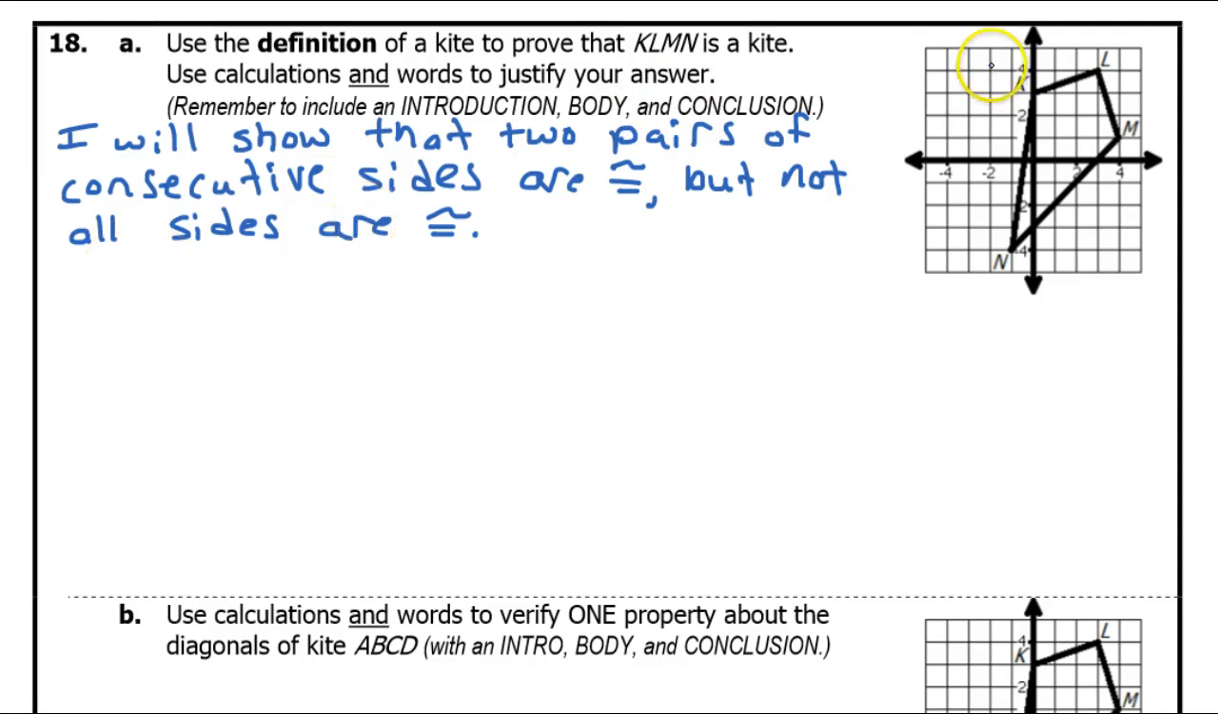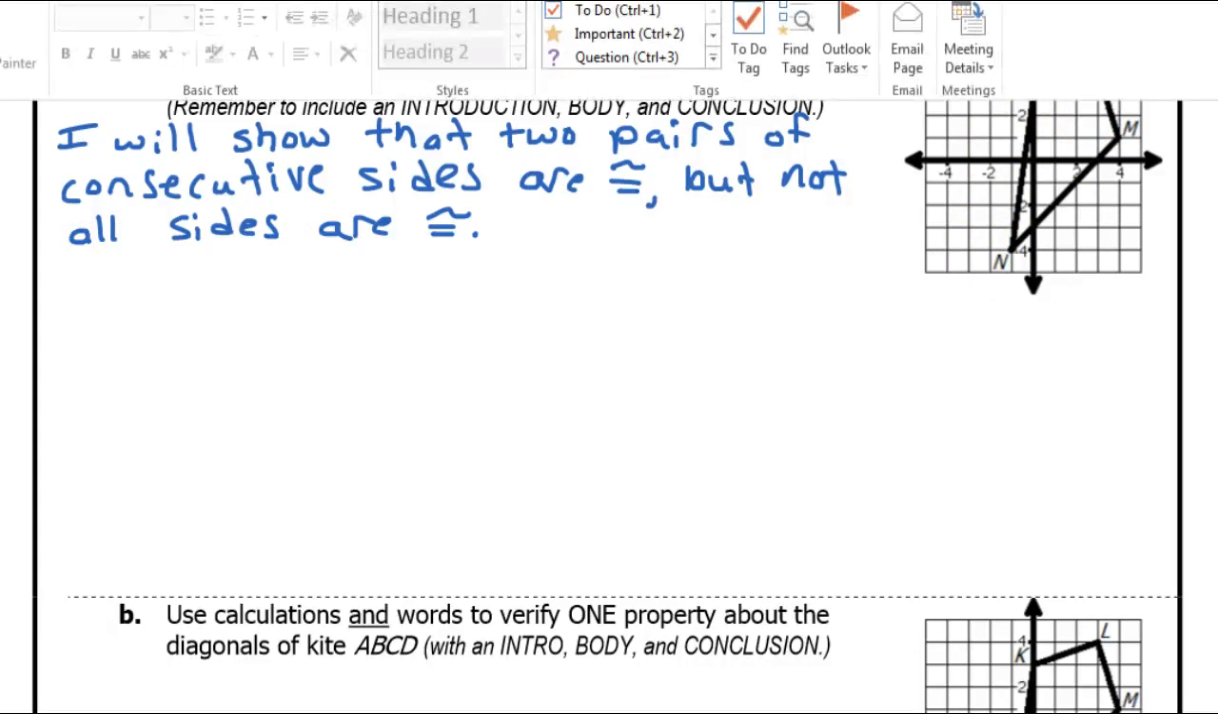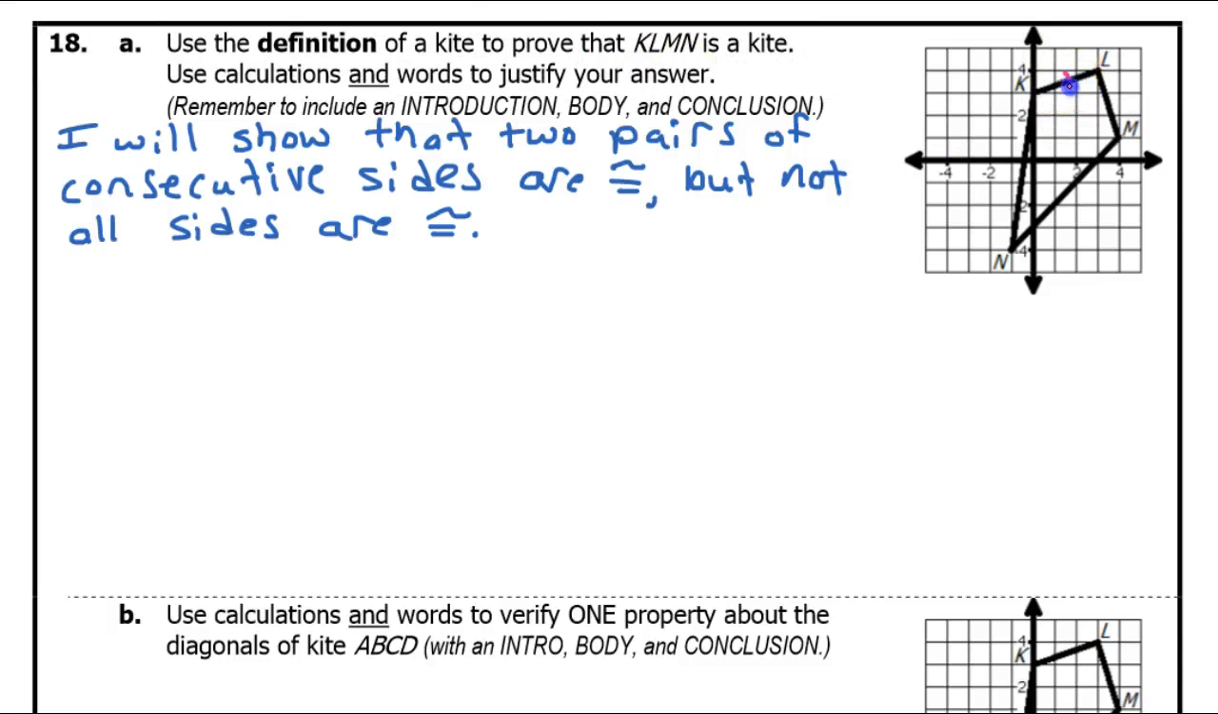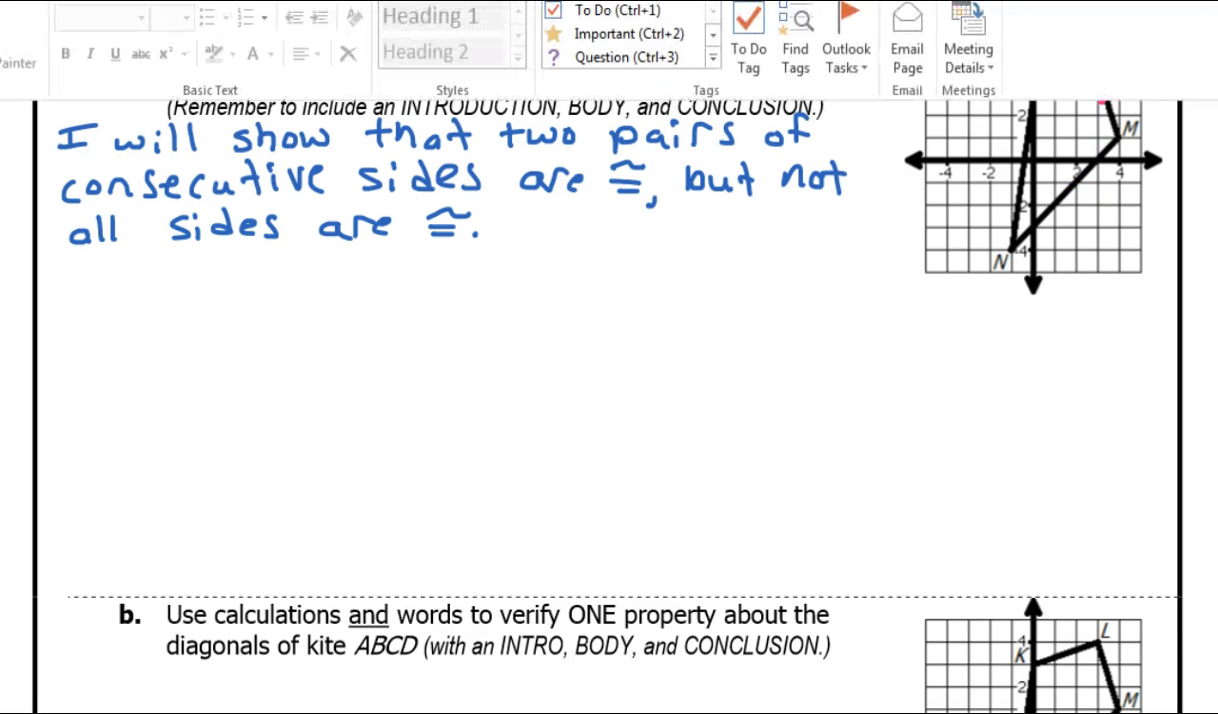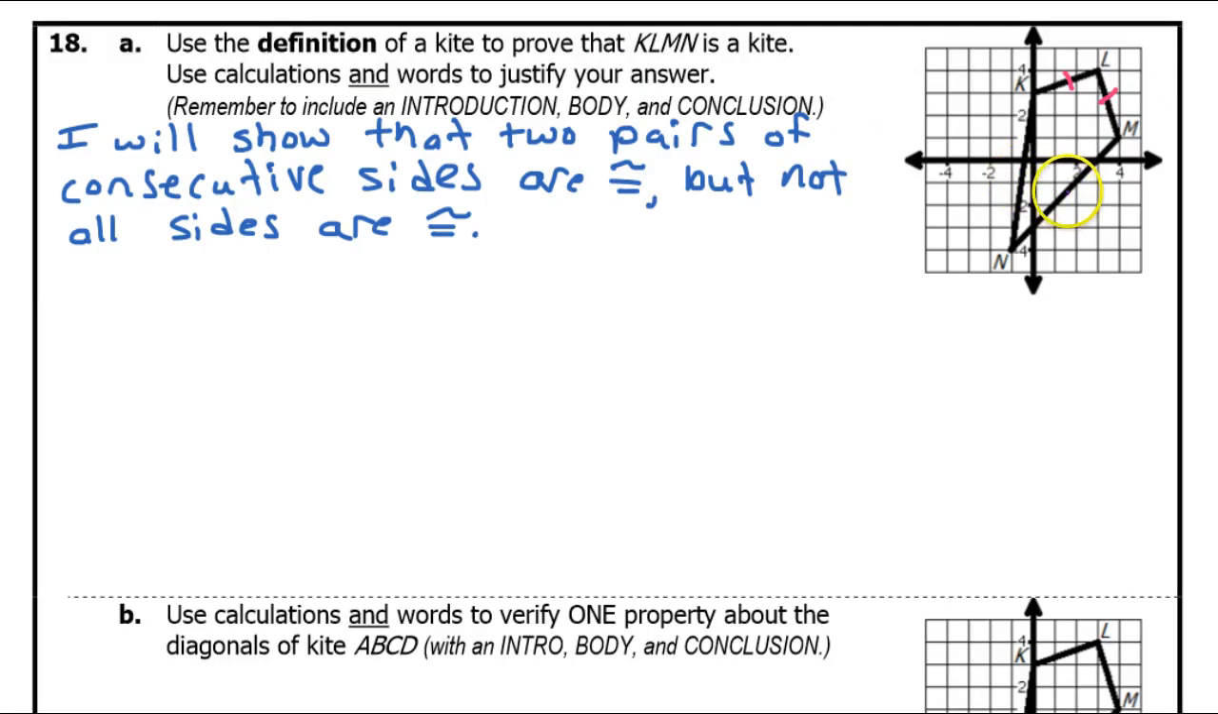So I'm going to calculate the lengths of all the sides, but based on the picture, I predict that KL and LM are going to be congruent, and I predict that MN and KM are going to be congruent. So I'm going to go in order to show that. So I'll do KL and LM. Those should be the same. And then I'll do MN and KN, and those should be the same. But they won't all be the same.